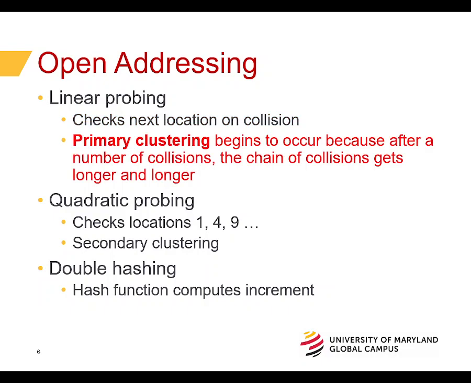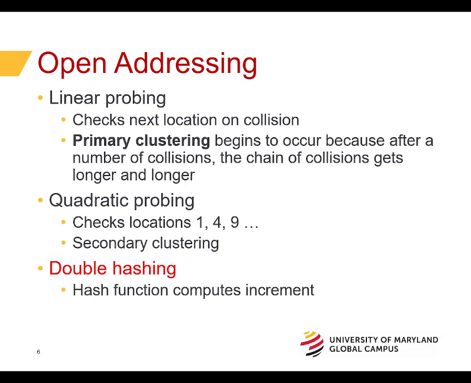The problem with this technique is that primary clustering begins to occur because after a number of collisions, the chain of collisions gets longer and longer, resulting in a linear search from the collision point. Quadratic probing is a slightly more sophisticated technique aimed at reducing primary clustering. After checking the next location, it checks the one 4 positions away, then 9 positions away, and so on. Although it minimizes the primary clustering, a secondary clustering can occur.